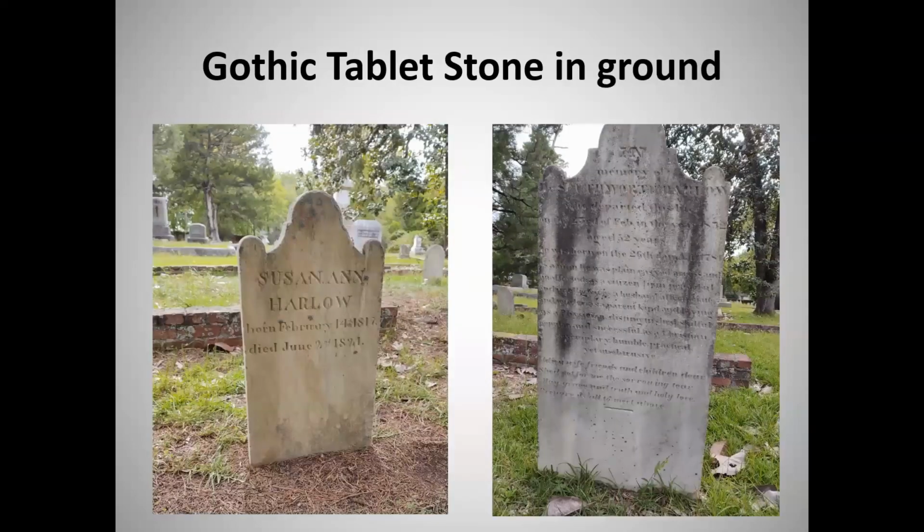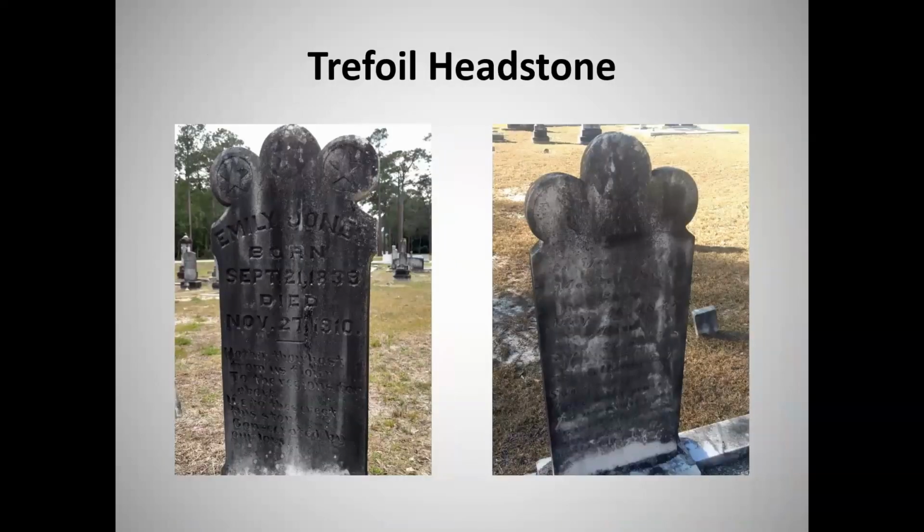And then these are Gothic tablet stones that were in the ground. What's interesting is the stone on the left is from 1821 and on the right is 1832, and yet neither of these have broken. That just kind of shows you the difference that the socket can make with the stone. This is a trefoil headstone, which has the 3 kind of like crowns at the top.